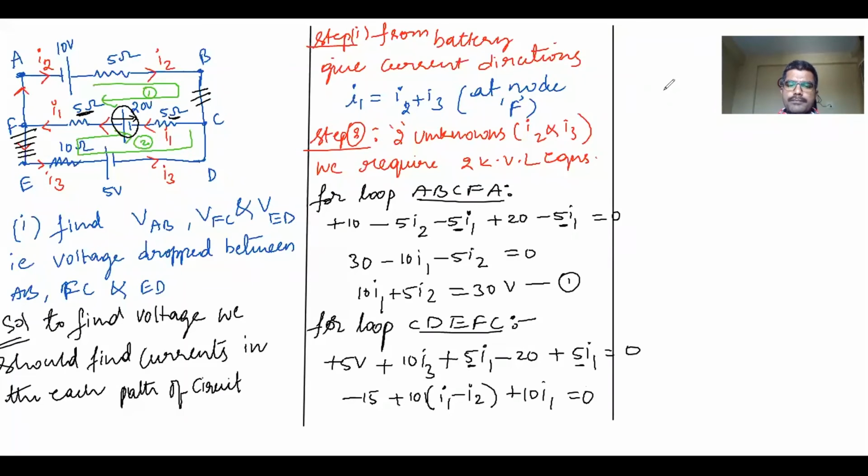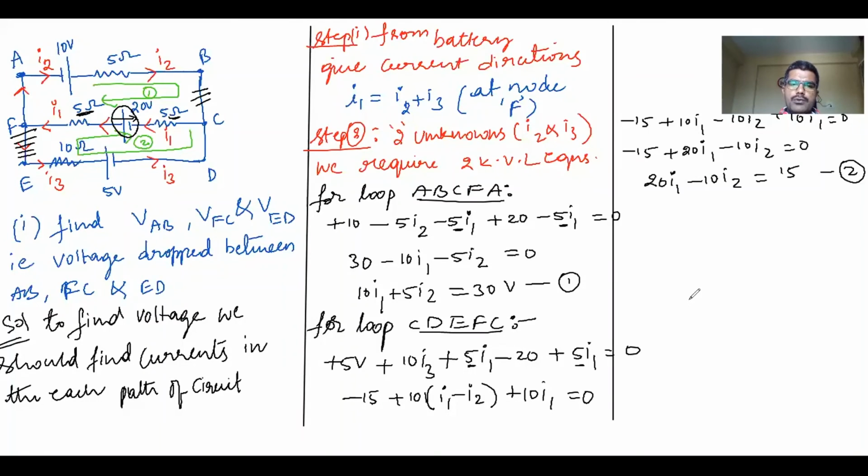This gives you minus 15 plus 10I1 minus 10I2 plus 10I1 is equal to 0. It is minus 15 plus 20I1 minus 10I2 is equal to 0. This gives you 20I1 minus 10I2 is equal to 15. Let me take this as equation number 2.